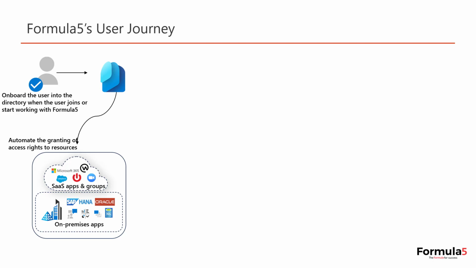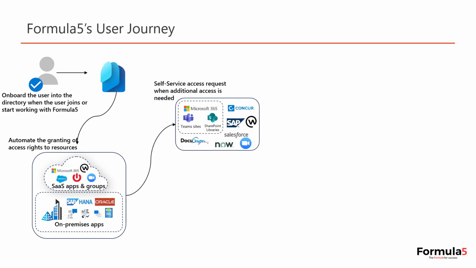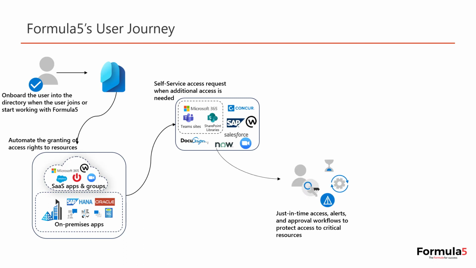And those can be cloud resources, cloud applications, but also on-premises applications. But at some point, such a user can have a need to access additional resources within our organization. So there is self-service access request when additional access is needed. The user can go to the My Access portal and request access to additional resources he or she needs at this moment. And obviously, such access can be reviewed.